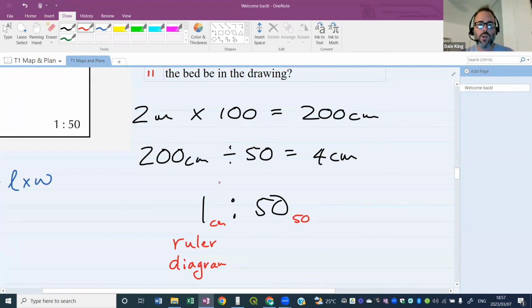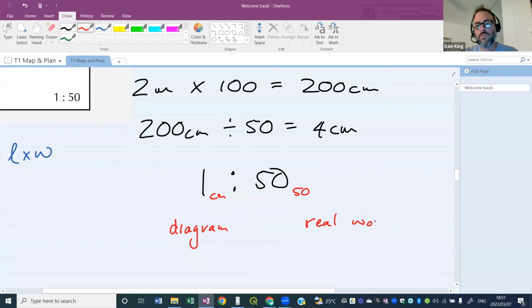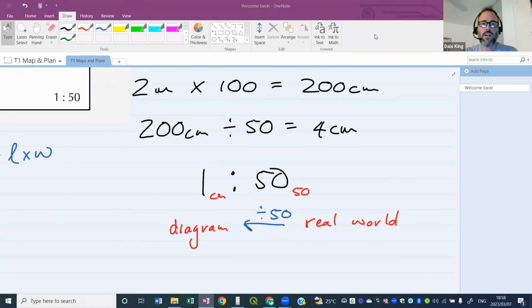In the previous questions, we were going from diagram to real world, and we were multiplying. Let me write it like this, and then you'll understand. I'll write diagram and real world. If we want to go from diagram to real world, we have to times by 50, because 1 on my diagram is 50 in the real world. It gets bigger. But if we want to go from real world back down to the diagram, we have to divide by 50, because every 50 in the real world represents 1 on my diagram. So if I have 50 centimeters in the real world, how do I get back to 1? I divide by 50. So you've got to divide by 50 when you're going from real world back to diagram.